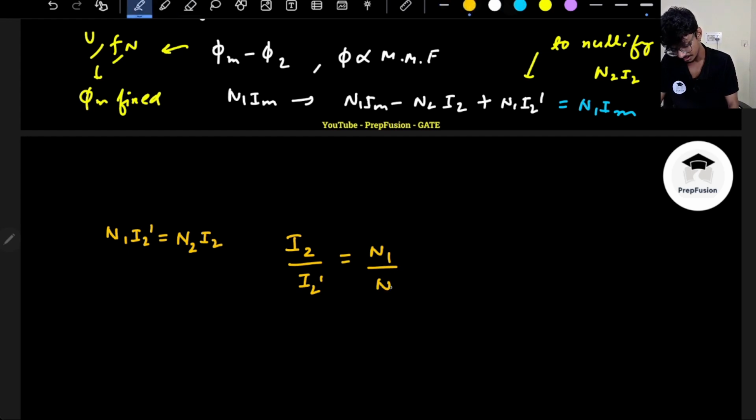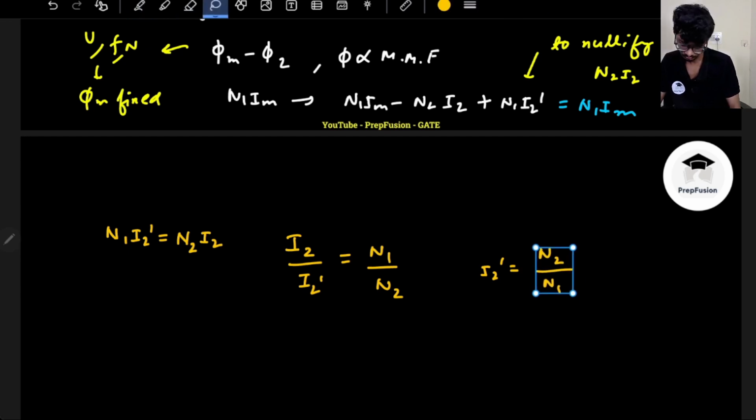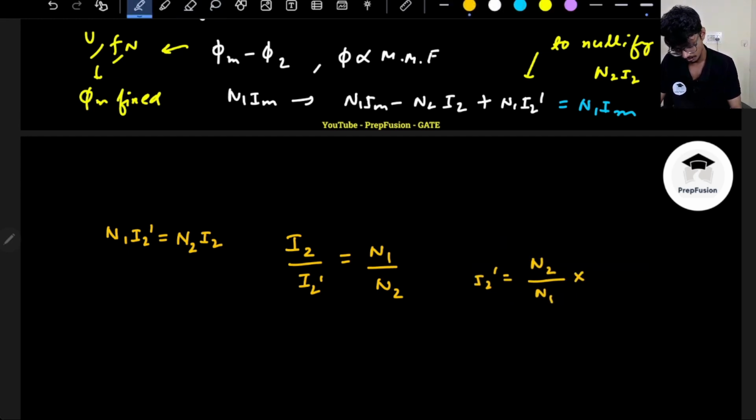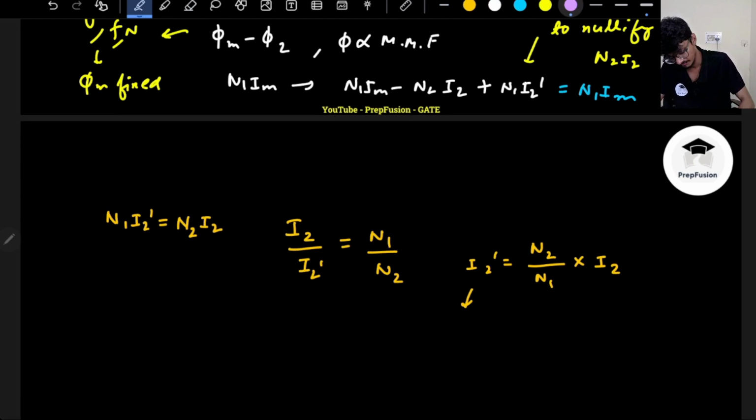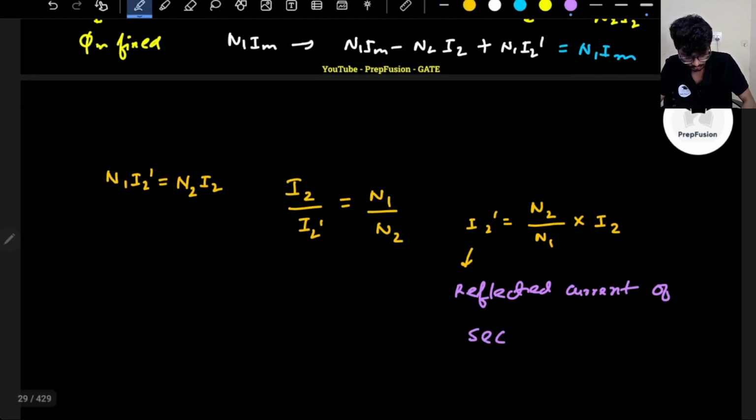So what is my I2 dash? I2 dash is equal to N2 divided by N1 into I2. This is also known as the reflected current of the secondary. Naming it secondary is not actually totally correct; we will discuss what we actually name the windings.